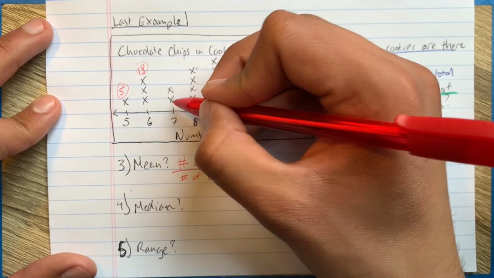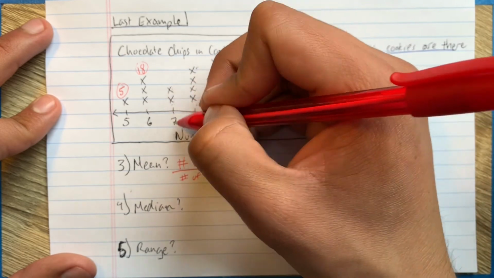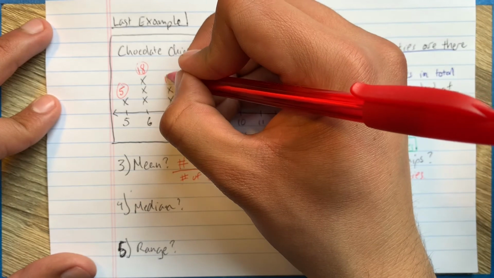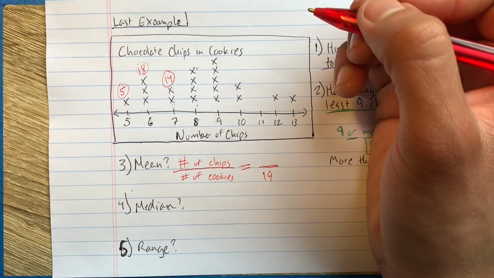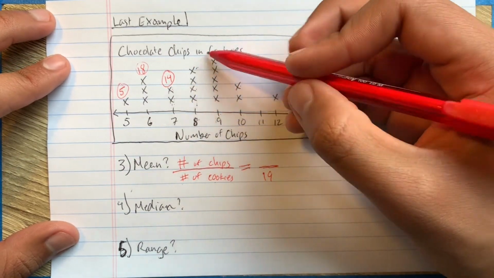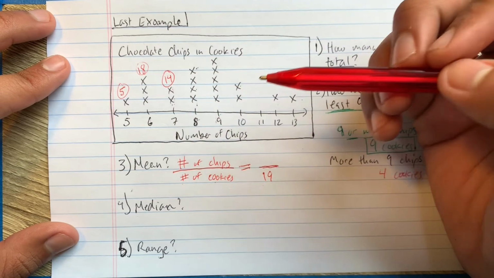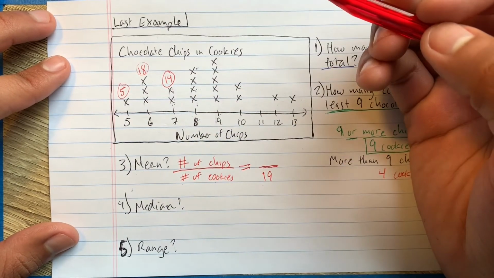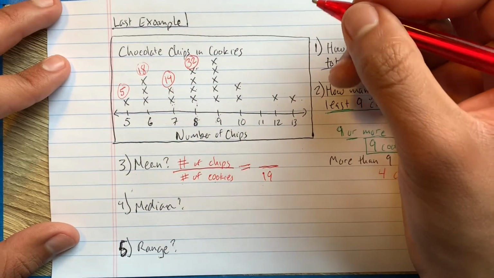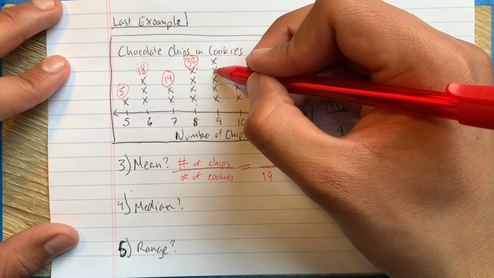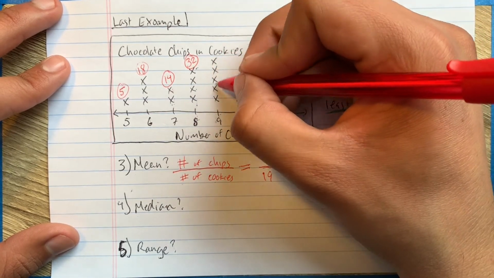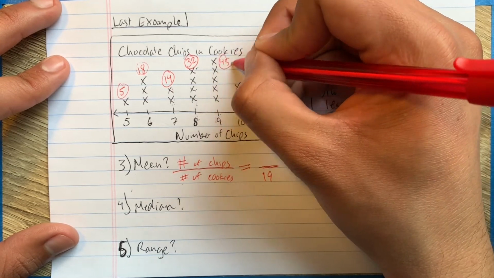Here we have 2 cookies that each have 7 chocolate chips. So if there are 2 cookies that each have 7 chocolate chips, then in total there are 14 chocolate chips here. Do you see the pattern or the strategy? In this column, we have 1, 2, 3, 4 cookies that each have 8 chocolate chips. So 4 times 8 is 32. In this column, we have 1, 2, 3, 4, 5 cookies that each have 9 chocolate chips. So 5 times 9 is 45.